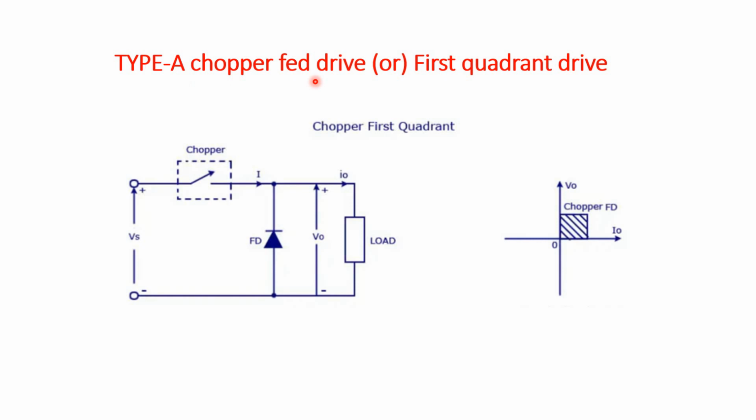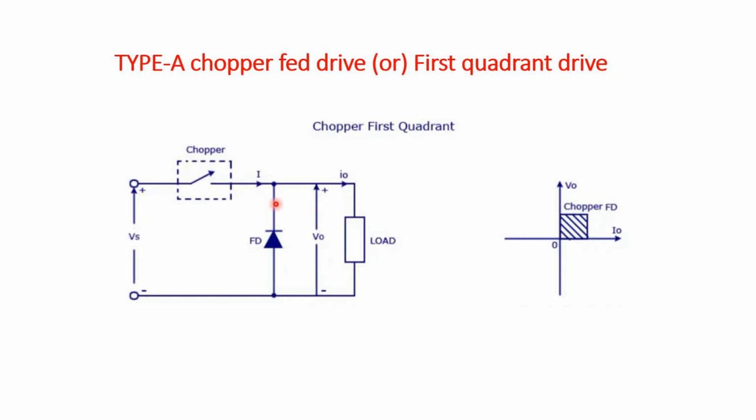At first, type A chopper fed drive or first quadrant drive. This type of chopper is shown in this circuit. It is known as first quadrant chopper or type A chopper. When the chopper switch is on, V0 is equal to Vs. As a result, the current flows in the direction as shown here towards your load. When the chopper switch is off, I0 continues to flow in the same direction through the freewheeling diode FD.